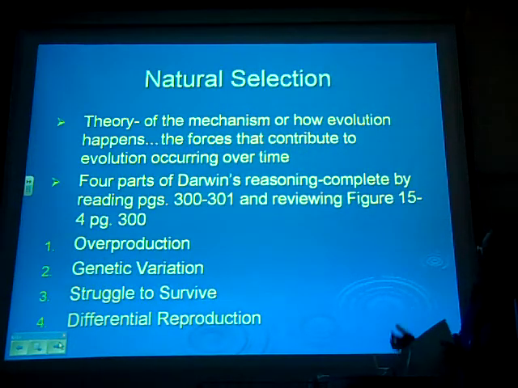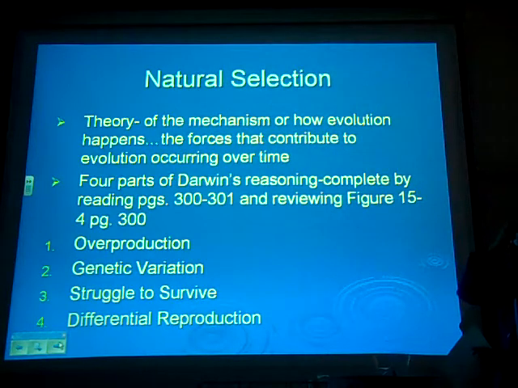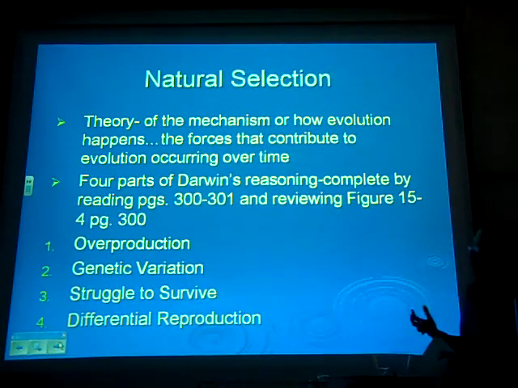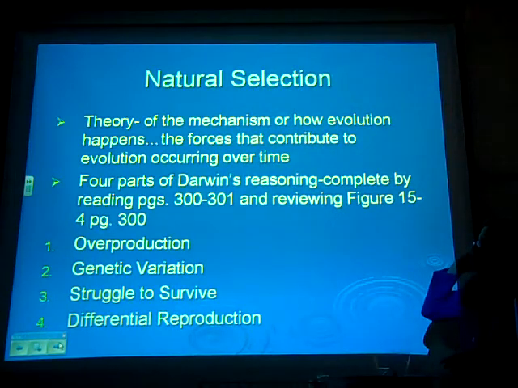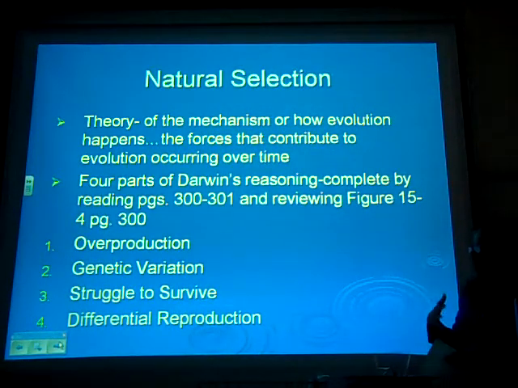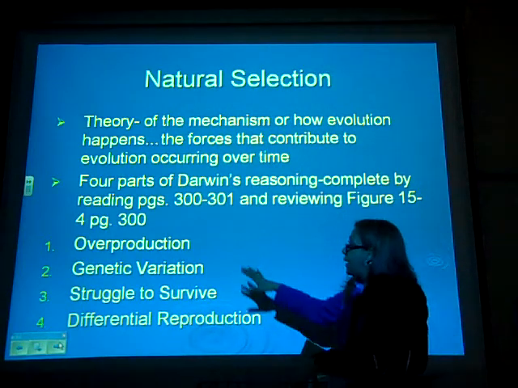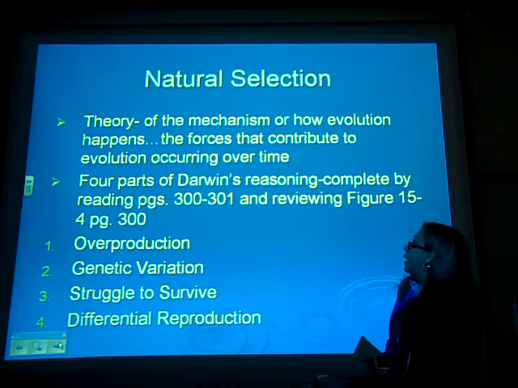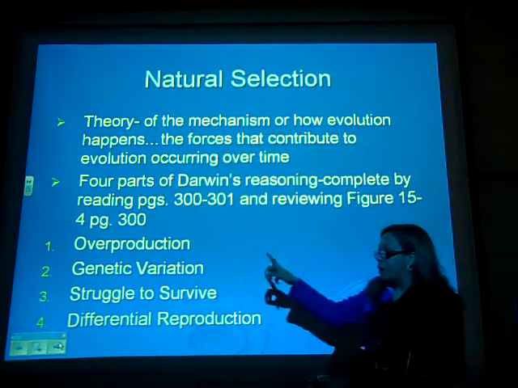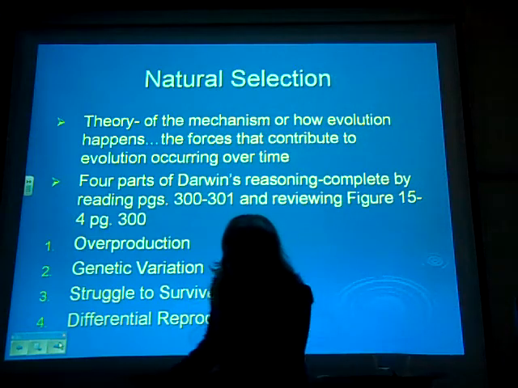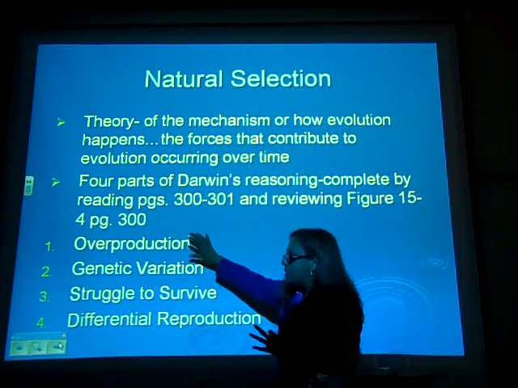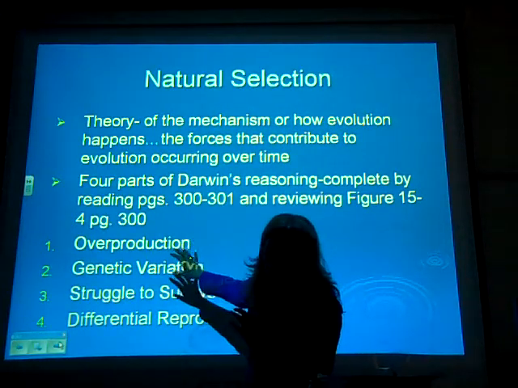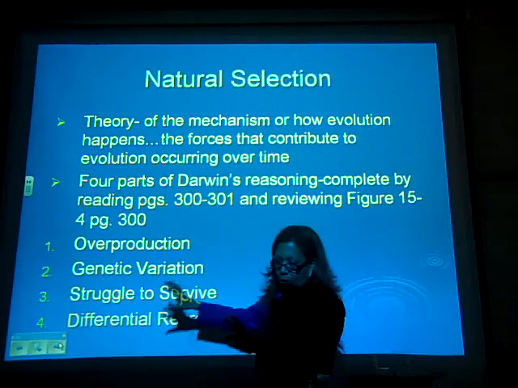And so the section on natural selection is the theory of the mechanism of how evolution happens, in terms of forces in nature that contribute to evolution occurring over time. And so we have 4 parts of Darwin's reasoning that you're going to complete from this moment on by reading pages 300 to 301. And you're going to review figure 15-4 on page 300. If you look at that right now, you'll see on page 300 that these sections are nicely bolded for you.